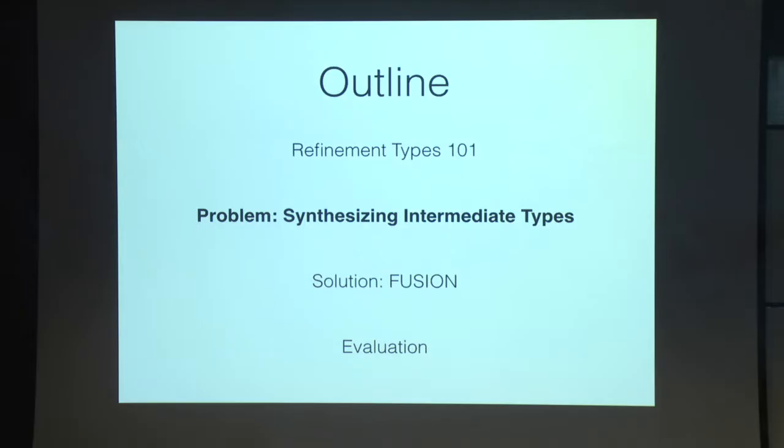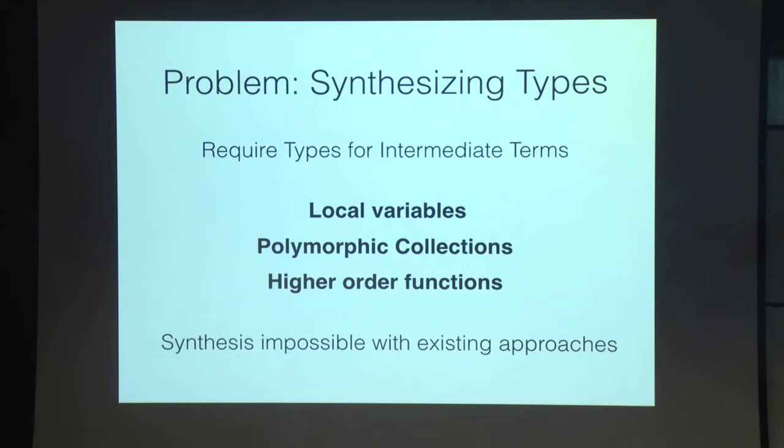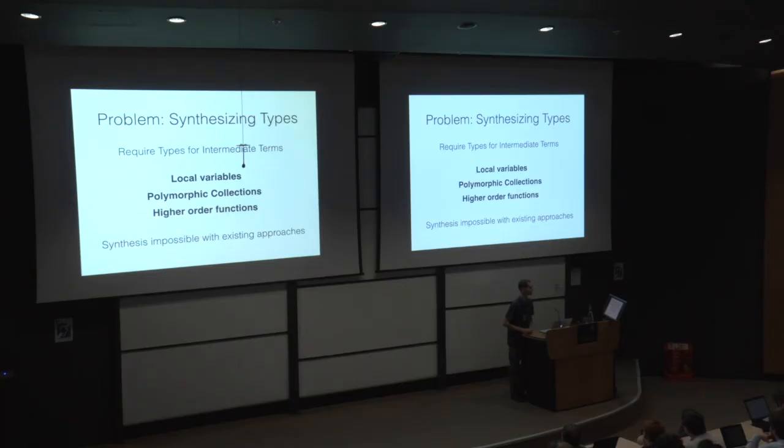So now that you're acquainted or reacquainted with refinement types, here's our problem. We'd like to do type inference for refinement types. And in the presence of local variables, collections, or higher order functions, this requires us to do some type synthesis, which is hard. Let's look at examples of each of these three things.